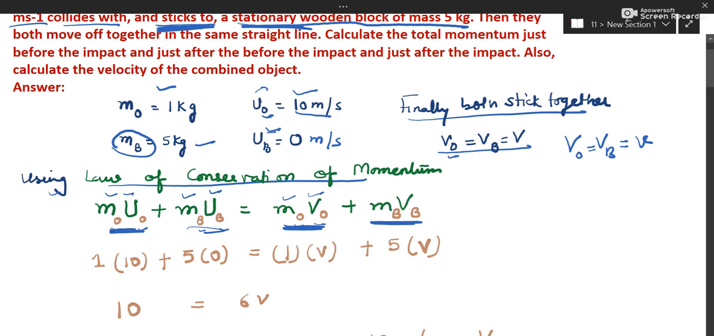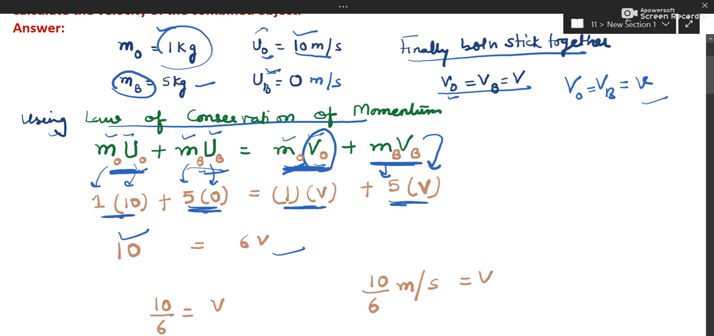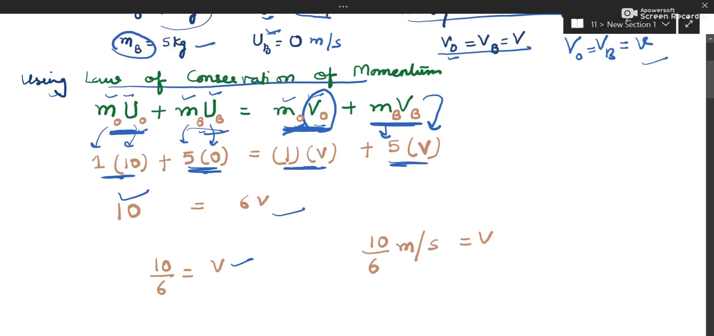So let us substitute the values: mass of object, initial velocity of object, mass of block, initial velocity of block, and similarly the final values. Mass of object is 1, final velocity is v, both are sticking together, and mass of block is 5 kg and final velocity is v. So 5 into 0 is 0, 1 into 10 is 10, and 1v plus 5v is 6v. So the velocity with which they both move together is 10 by 6 meter per second.